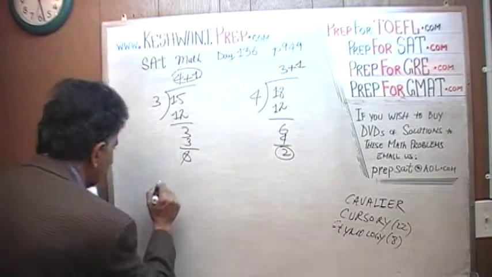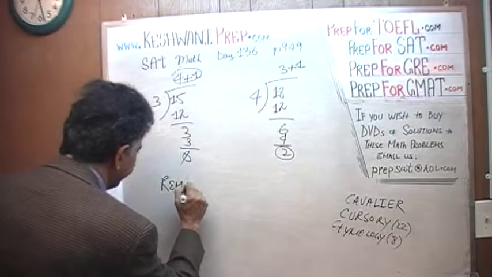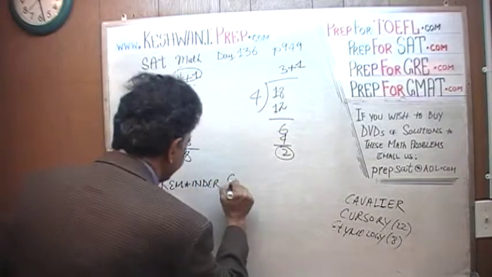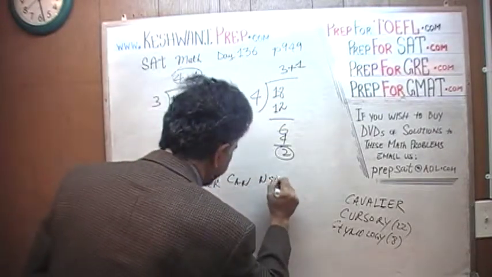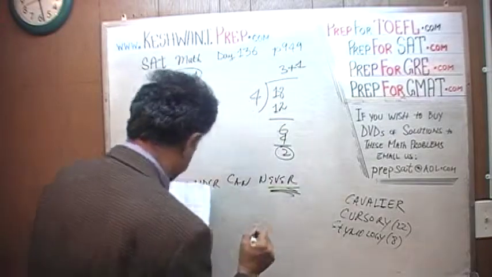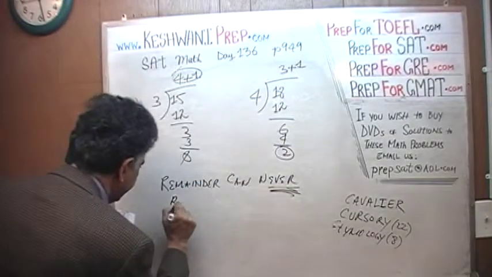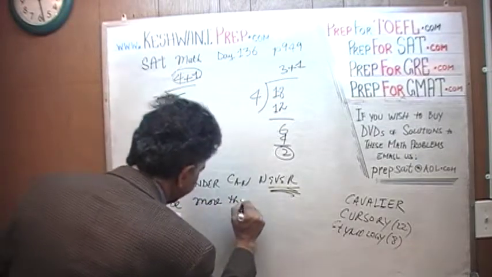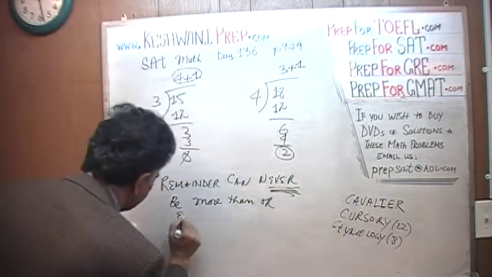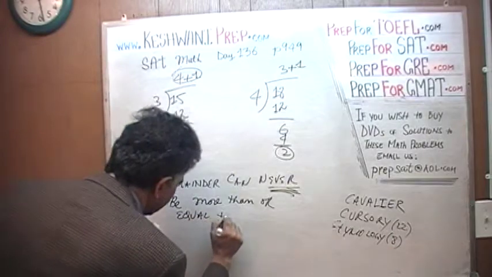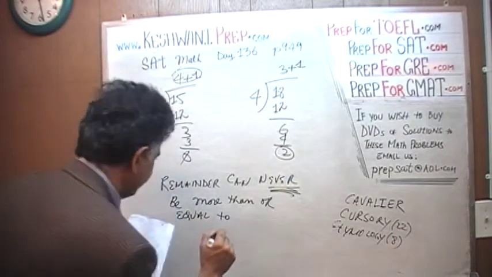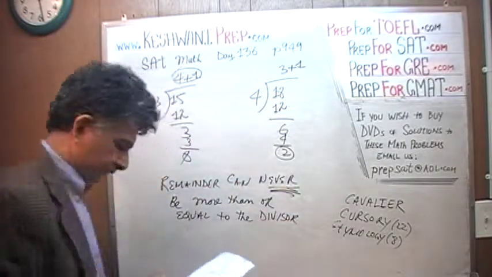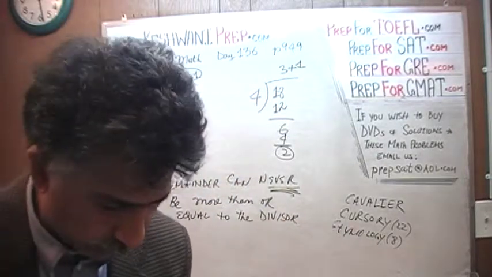We learn that the remainder can never, ever, never be more than or equal to the divisor. Remainder can never be more than or equal to divisor.